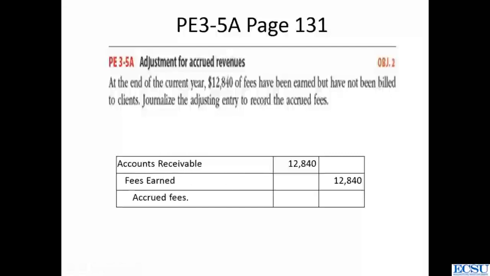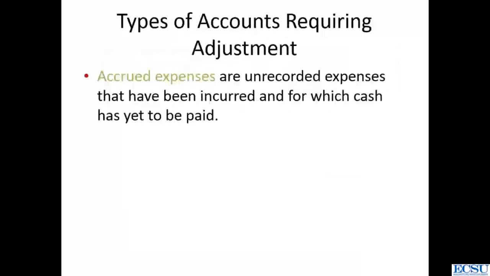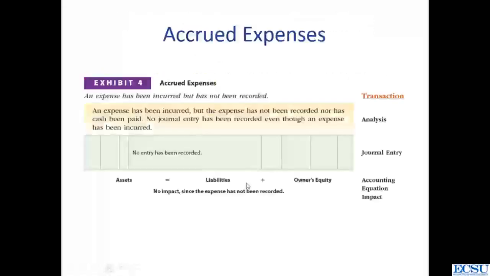But in this case, I haven't received, so therefore I'll be using accounts receivable. The next type of account needing adjustment is accrued expenses. Again, accrued expenses, as soon as you see the word accrued, it means that you have not paid those expenses. You have incurred them but not paid.